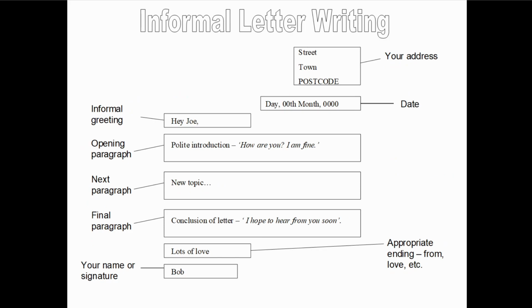With an informal letter, this is the template you should use. We have our address, the date, and an informal greeting, like, hey Joe, how are you doing? The opening paragraph with a polite introduction, how are you? I am fine. You follow this in the next paragraph with a new topic. And in the final paragraph, I hope to hear from you soon, or warm regards, followed by the appropriate ending: love, regards, sincerely, yours truly, and then your name or signature, which is Bob.